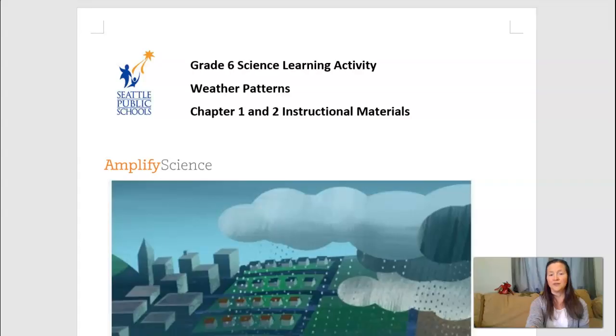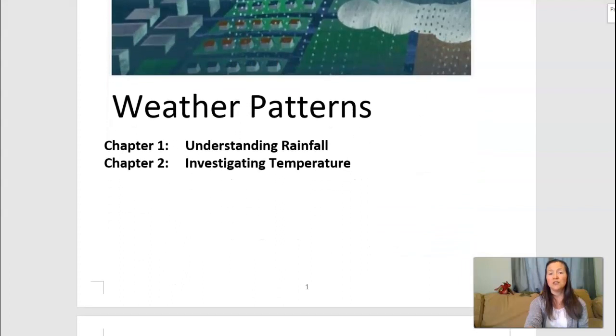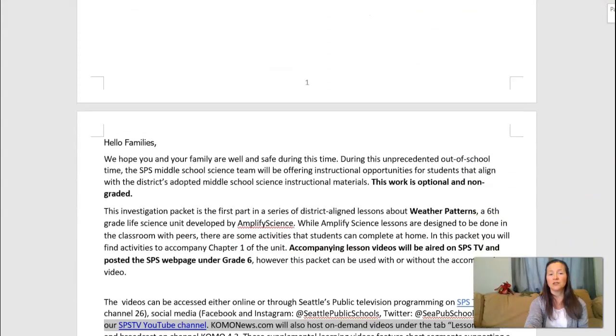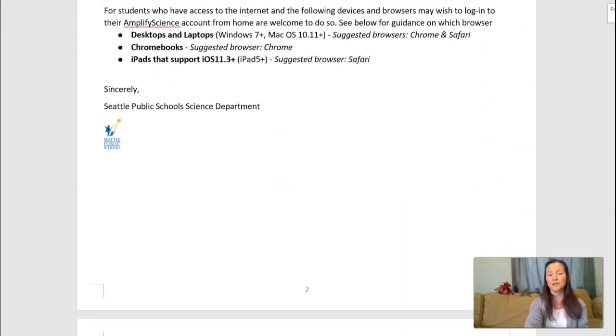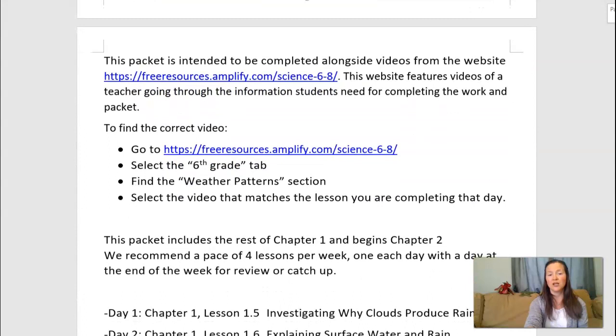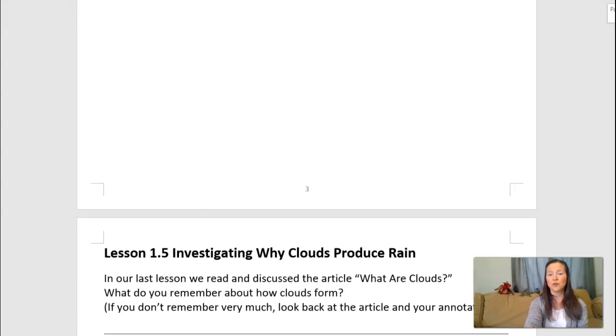All right, our weather patterns packet looks like this. This is the one we're working on this week. We're going to finish chapter 1. We're going to do a little check our knowledge this week, and we are going to start chapter 2. So this packet's going to have a little introduction page to families. You can read that later. This is our plan for the week. Today is day 1, and we're going to do chapter 1, lesson 1.5, investigating why clouds produce rain.